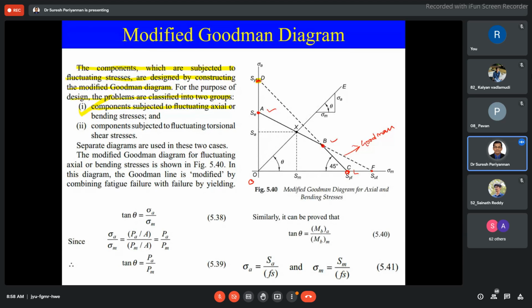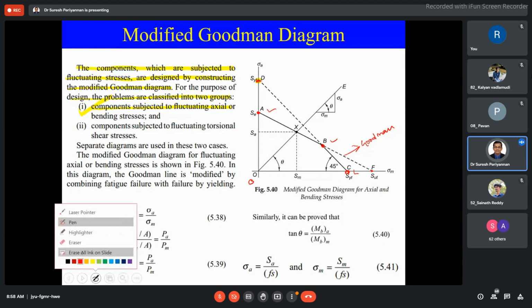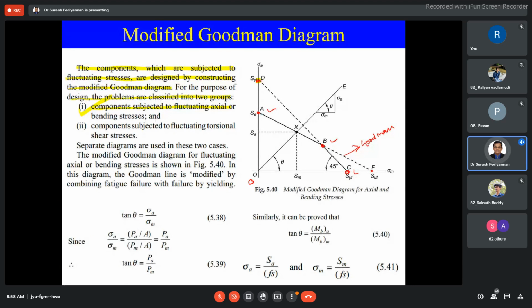The Goodman line is modified by combining fatigue failure with failure by yielding, SYT. The line AB says that it is fatigue failure. The line BC says that it is yielding.